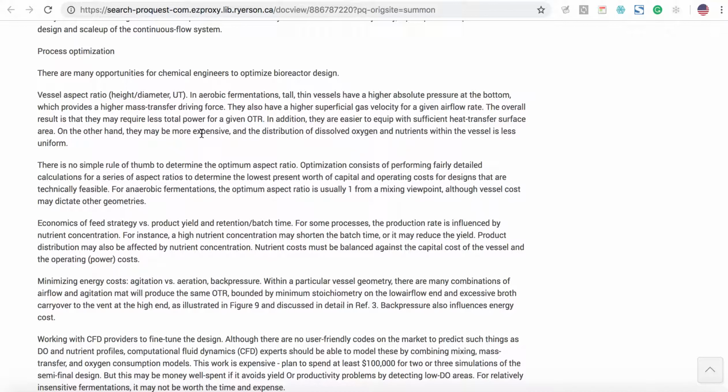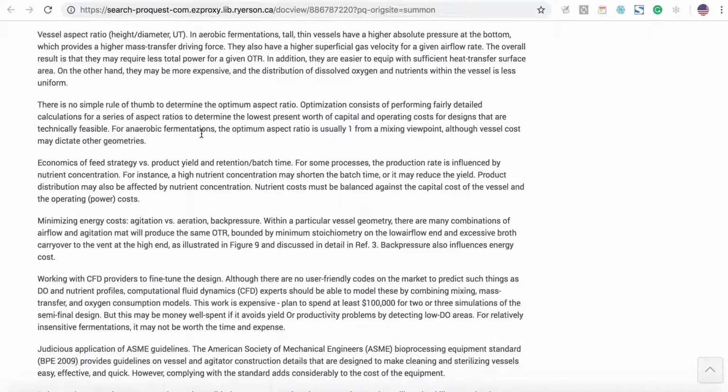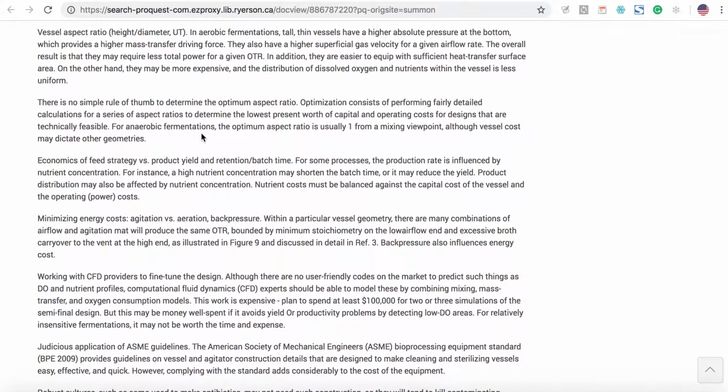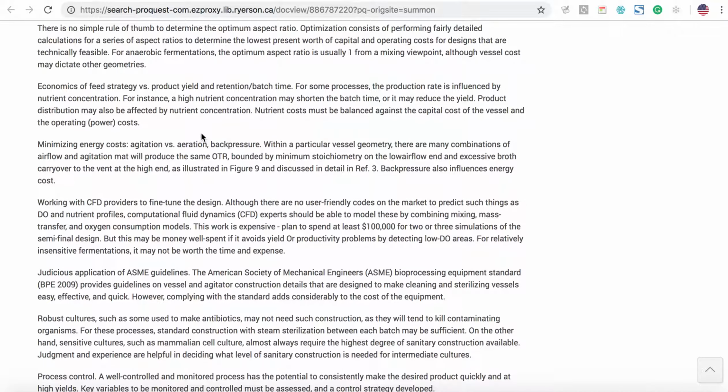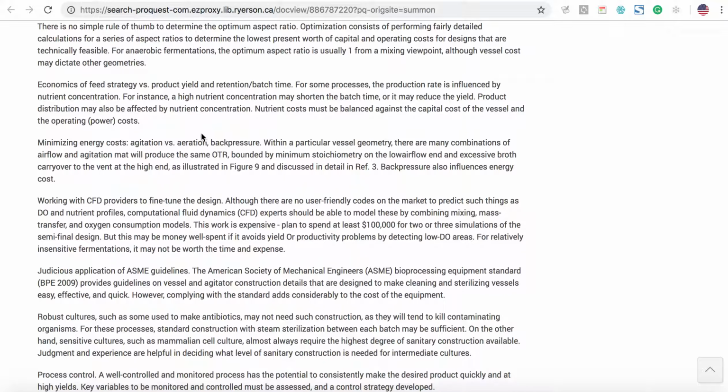The overall result is that they may require less total power for a given OTR. In addition, they are easier to equip with sufficient heat transfer surface area. There's no simple rule of thumb to determine the optimum aspect ratio. Optimization consists of performing fairly detailed calculations for a series of aspect ratios to determine the lowest present worth of capital and operating costs for designs that are technically feasible.